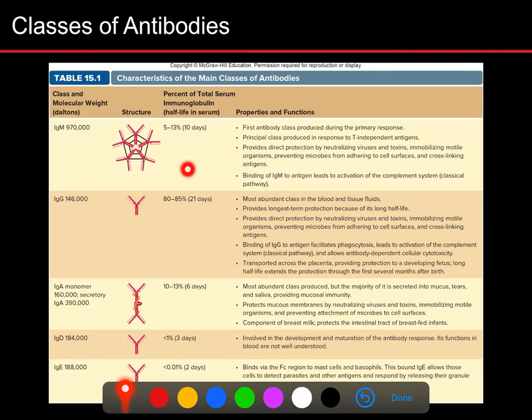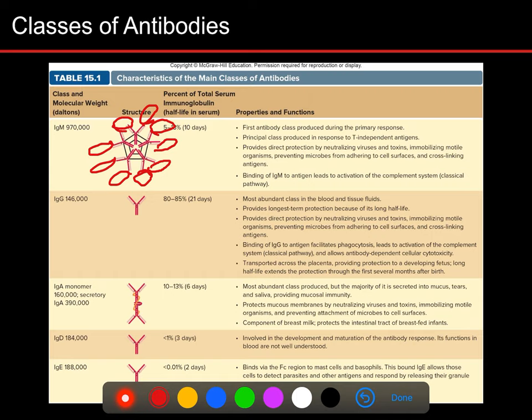IgM is particularly good at neutralizing viruses and toxins because it has so many different binding sites, and it's very, very good at cross-linking things together. Again, because it has so many different binding sites. Each of these antibodies has two binding sites, and IgM is a pentamer, which means it's five antibodies bound together, so it can bind up to 10 different bacteria.